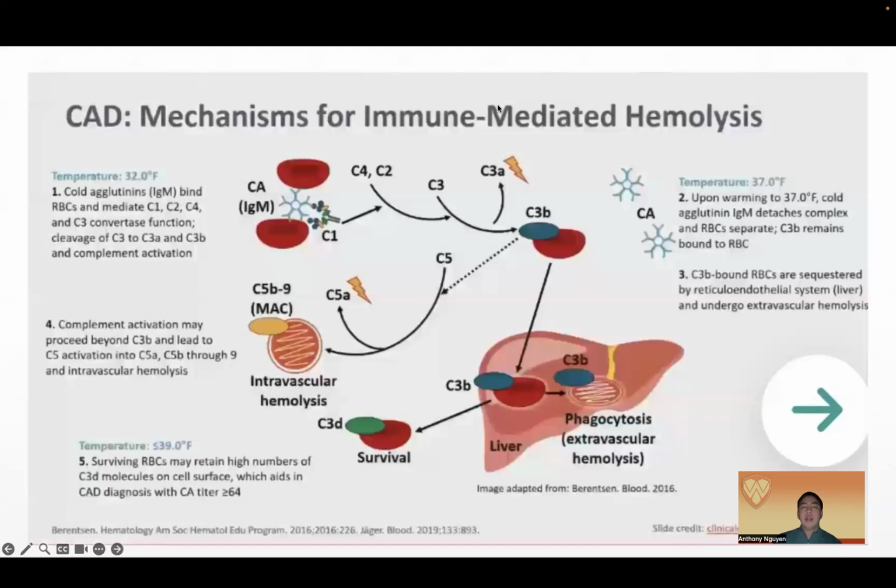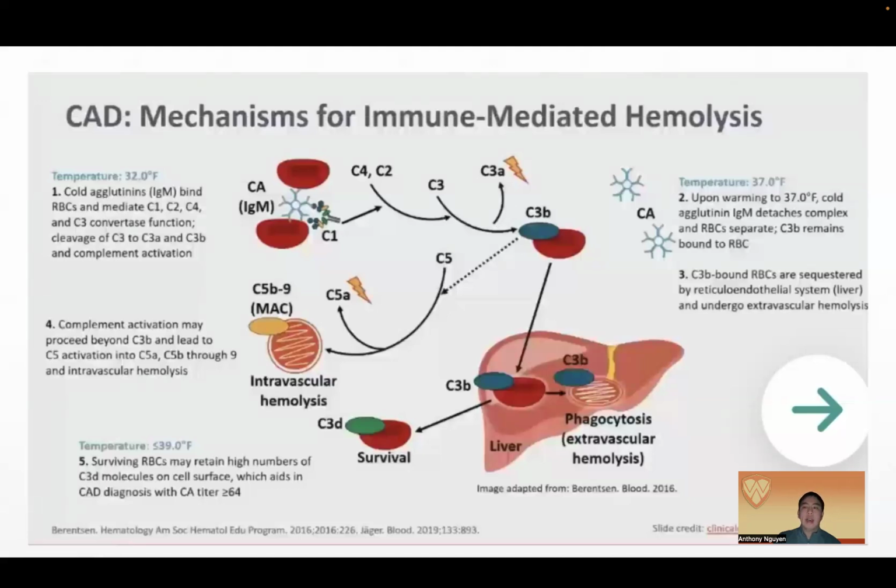And in cold agglutinin disease, just to review again how it mediates hemolysis, in temperatures less than 37 degrees, IgM antibodies bind red blood cells and mediate C1, C2, C4, and C3 convertase function. And this leads to complement activation.